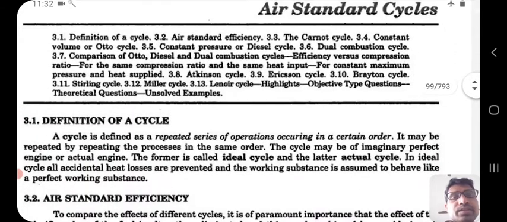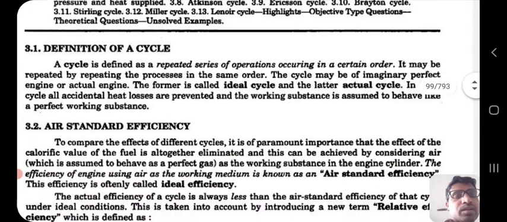Actually, what is the definition of cycle? A cycle is defined as a repeated series of operations occurring in a certain order. It may be repeated by repeating the processes in the same order. The cycle may be imaginary, perfect engine, or actual engine. The former is called ideal cycle and the latter actual cycle.